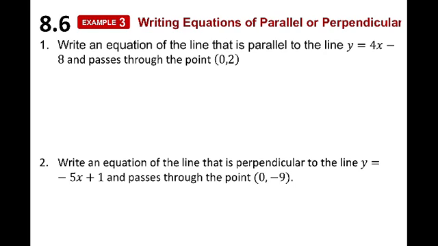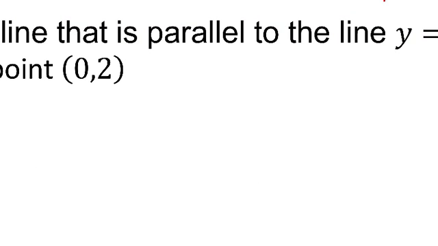Now, for example 3, we're talking about parallels and perpendiculars, which we talked about yesterday. So, the first part says write an equation of the line that is parallel to the line y equals 4x minus 8 and passes through the point (0, 2). Parallel means it's going to have the same slope.